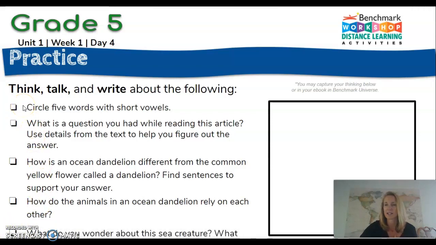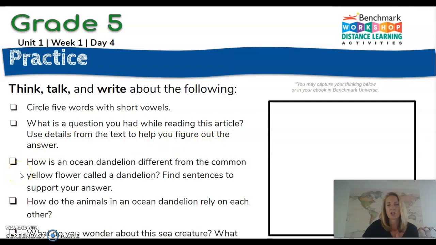All right, so these check marks here are the things that you're going to be looking for while you're reading today. The first one is circle 5 words with short vowels. Second is what is a question you had while reading this article? And hopefully you annotated the article and can find a question that you wrote down while you were reading. Use details from the text to help you figure out the answer.